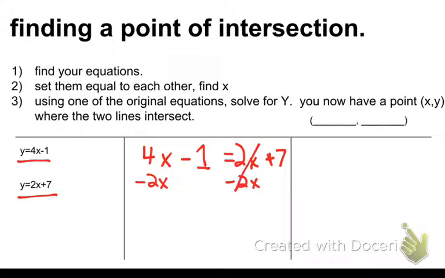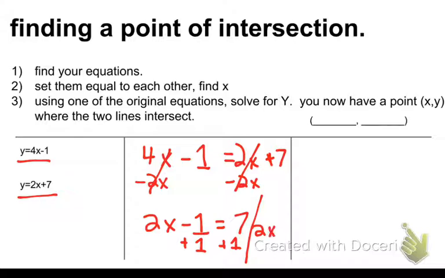This cancels out. This subtracts, and I'm left with 2x over here minus 1 equals 7. Well, now I want to get rid of that 1, so I add 1 to each side, and I get 2x equals 8, and divide both by 2, I get x equals 4. Ding, ding, ding! x equals 4. I have the first coordinate of my point of intersection.